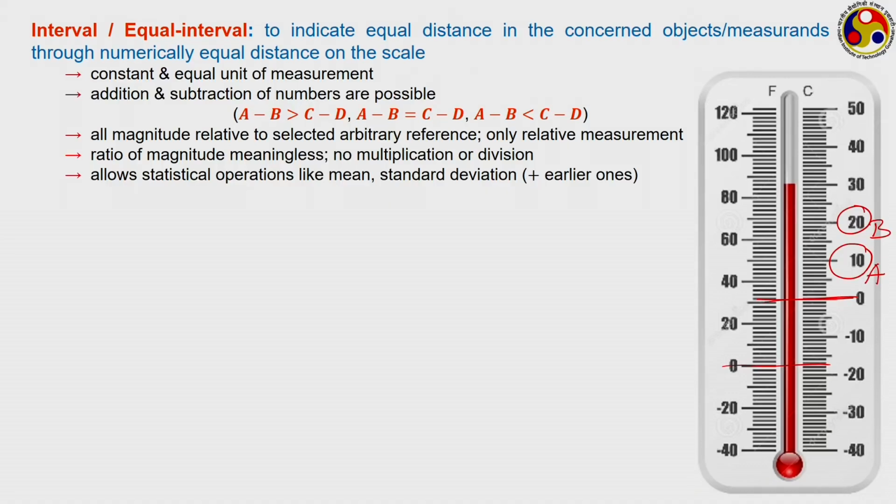And so we can do addition or subtraction kind of operations, but we can't do any ratio based calculation, multiplication or division. But this kind of situation still allows us several other operations, like mean or standard deviation.